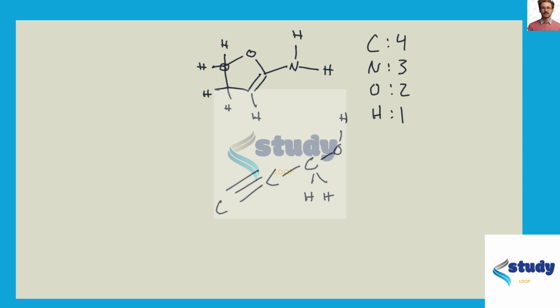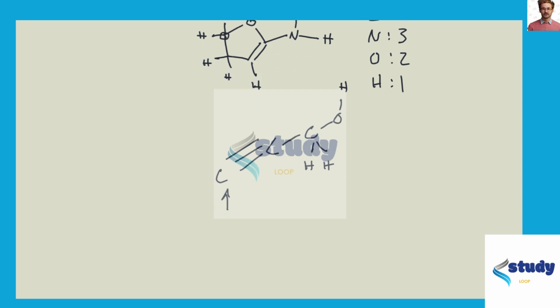Hydrogen with 1 bond, oxygen with 2 bonds, carbon with 1, 2, 3, 4 bonds, carbon with 1, 2, 3, 4 bonds, and this carbon only has 3 bonds. Now, if it had a lone pair and a negative charge, this would also be allowed, right? Carbon can have 3 bonds, 1 lone pair, and a negative charge, but it cannot be neutral and have only 3 bonds and no lone pairs. So this molecule cannot exist in nature. B cannot exist in nature.